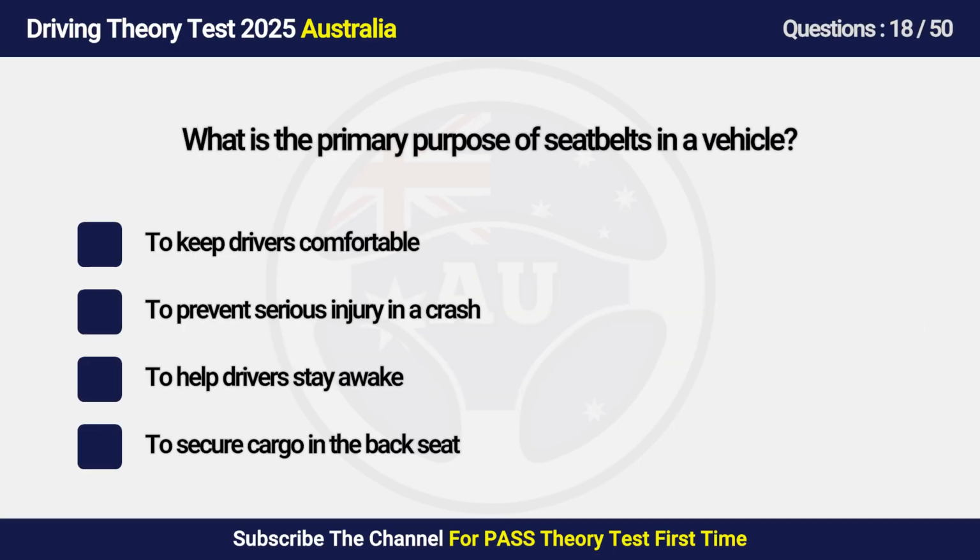Question 18. What is the primary purpose of seat belts in a vehicle? A. To keep drivers comfortable. B. To prevent serious injury in a crash. C. To help drivers stay awake. D. To secure cargo in the back seat.